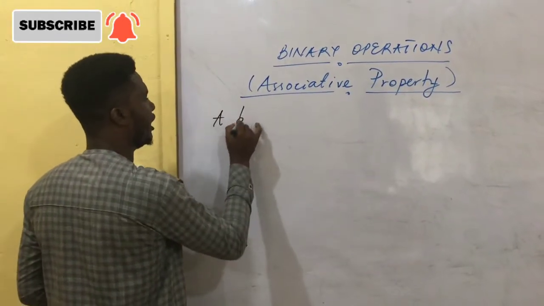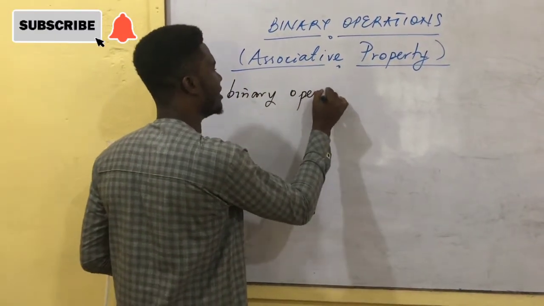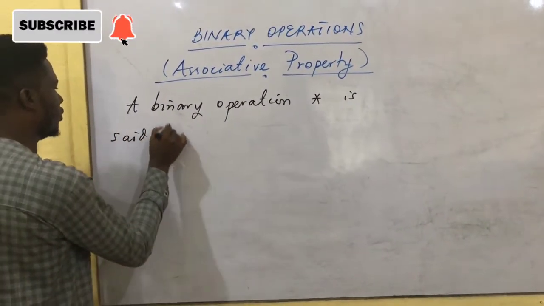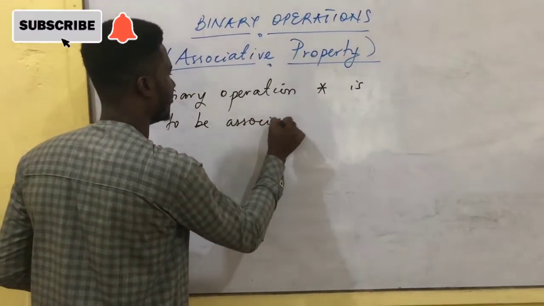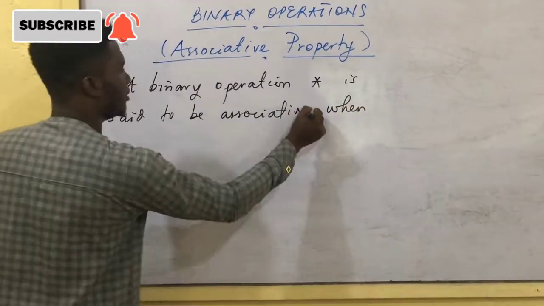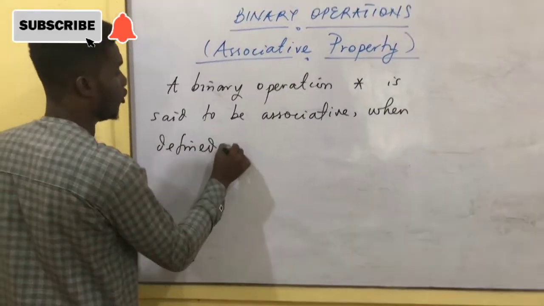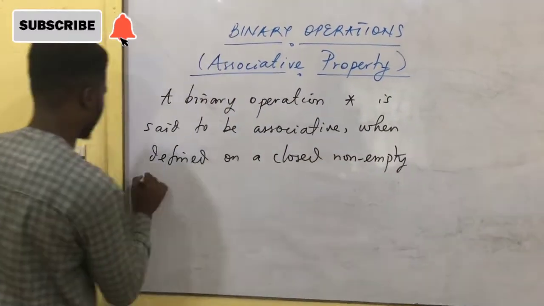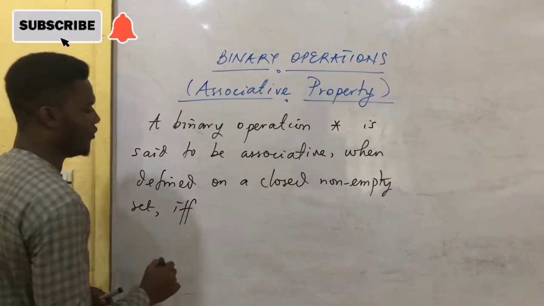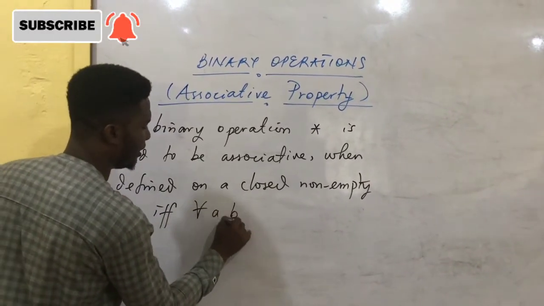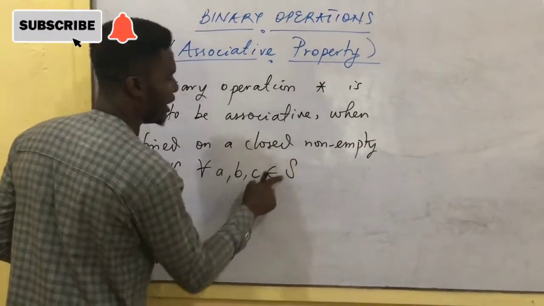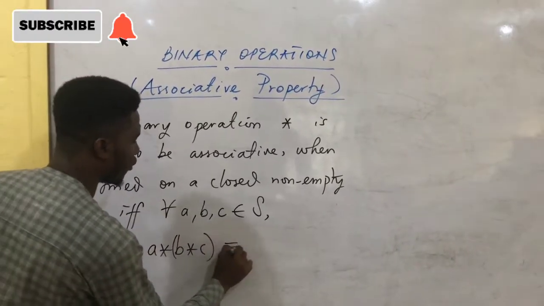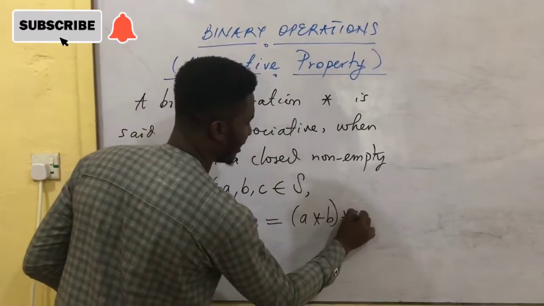So, a binary operation, denoted by asterisk, is said to be associative when defined on a closed non-empty set, if and only if for all A, B, and C elements in the non-empty set S, (A asterisk B) asterisk C is equal to A asterisk (B asterisk C).